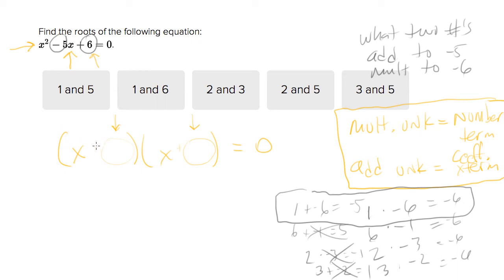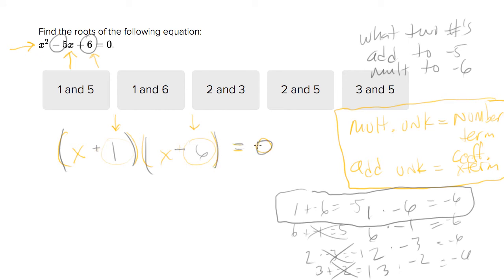So let's add that in. This will be x plus 1 and x minus 6. Check it again. If we multiply these two terms, 1 and -6, do we get -6? Yes. If we add them, 1 plus -6, do we get -5? Yes. So this is the correctly factored quadratic equation.